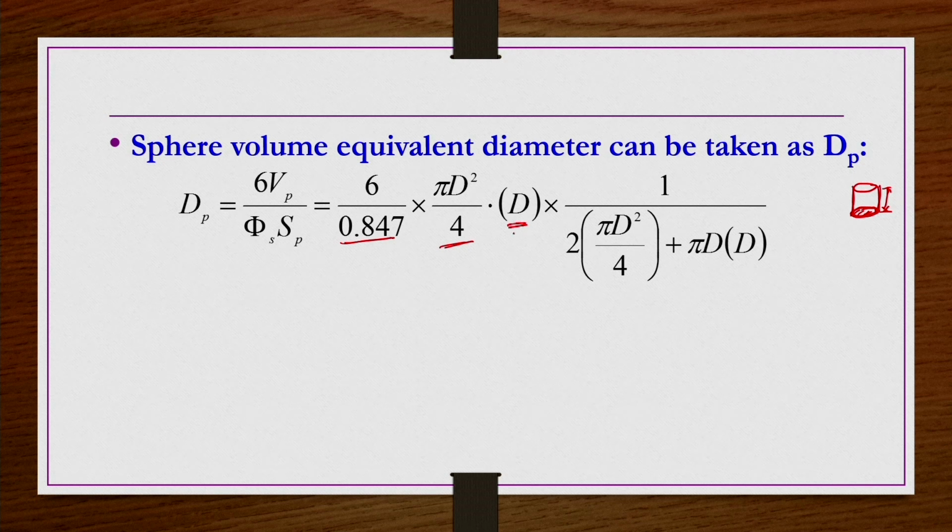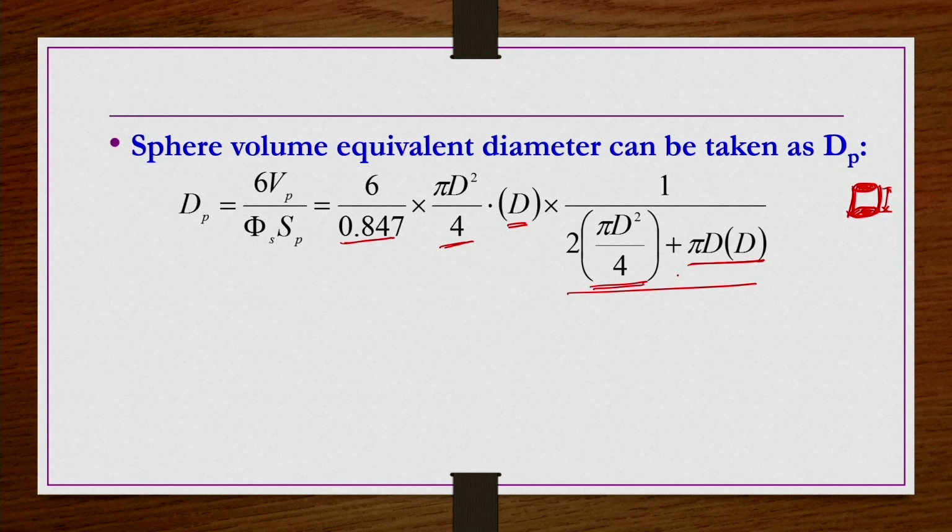Now, the height of the cylinder is equal to the diameter of the cylinder, that is d. The surface area is the surface area of the circular cross sections plus the surface area of the remaining cylindrical section. The circular section area is pi d square by 4, and there are two such circular sections, so that should be multiplied by 2, plus the surface area of the cylinder, which is pi d h. So, h is now d, so that is pi d d.